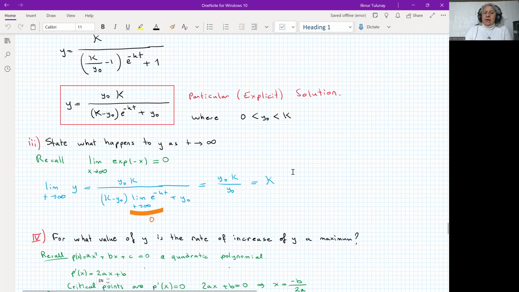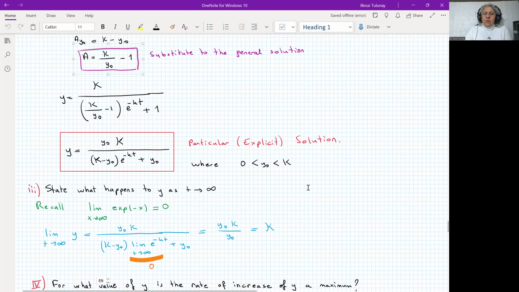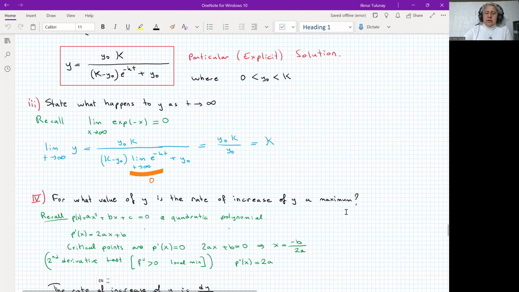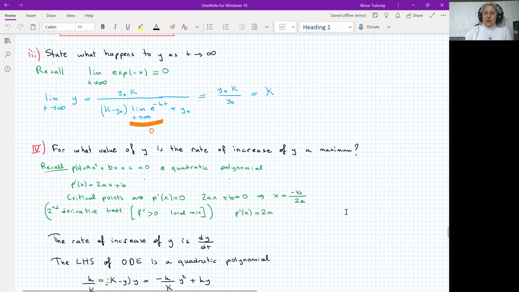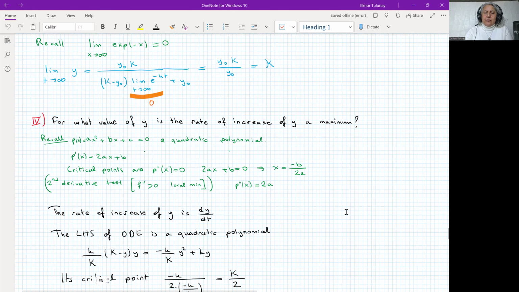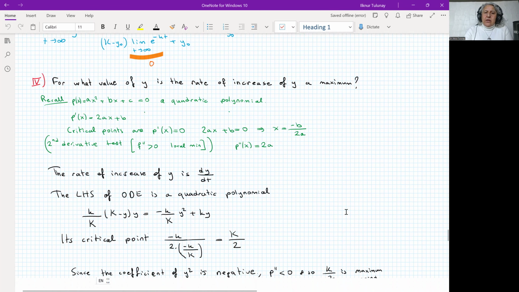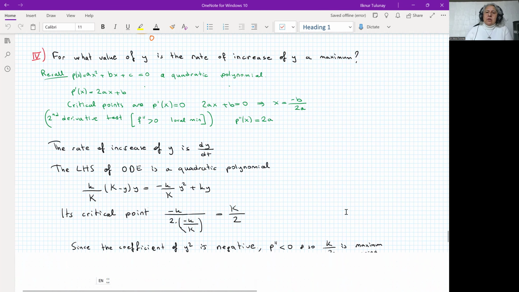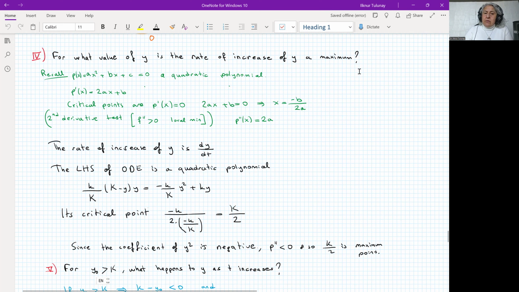So if t goes extremely large, we will reach k. So k is the stable solution for this ordinary differential equation. Okay, what is the last part of this question? We would like to find for what value of y the rate of increase of y is maximum.